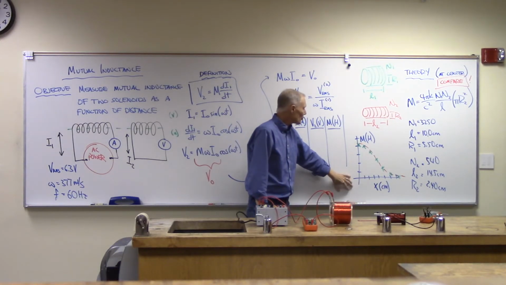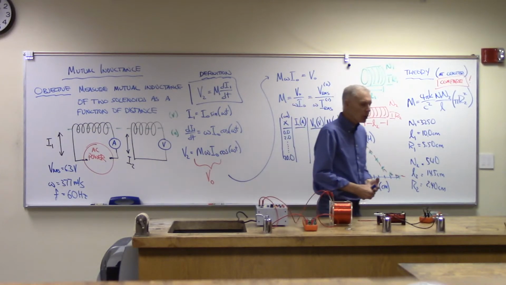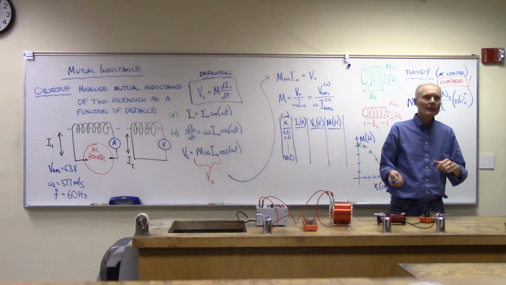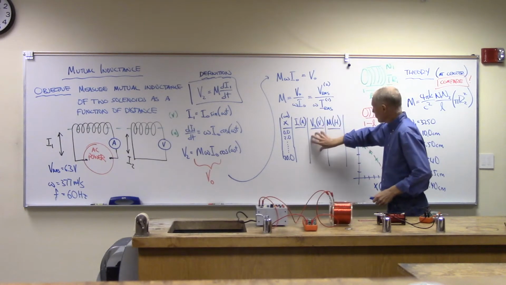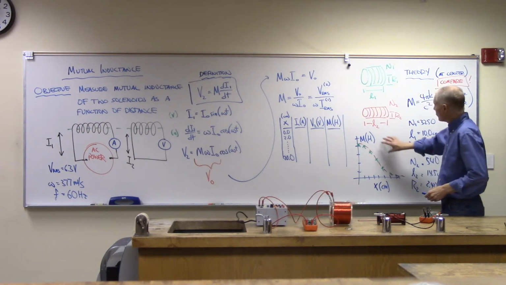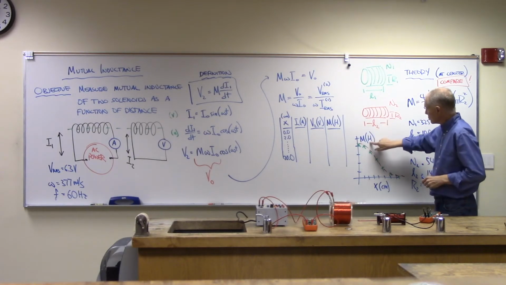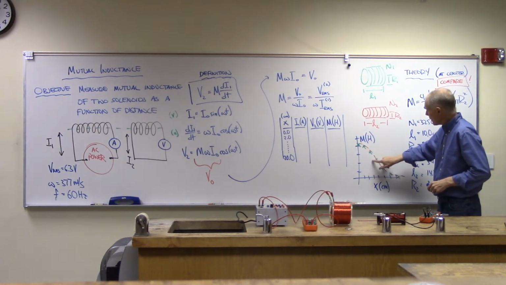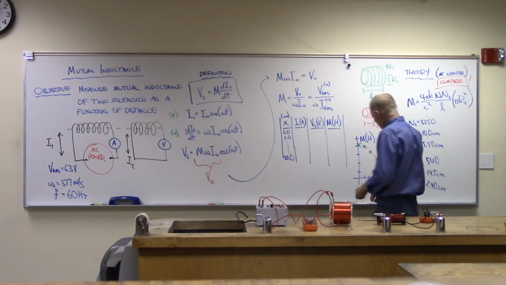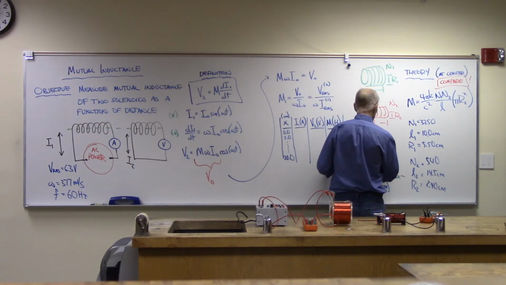Here's a graph. So all the results are really already contained in this data table. Let's say that we want to work from the data table here, and we want to graph this. And to graph it, I've got to do mutual inductance as a function of x. And here's all my data plotted. So the green is my data.